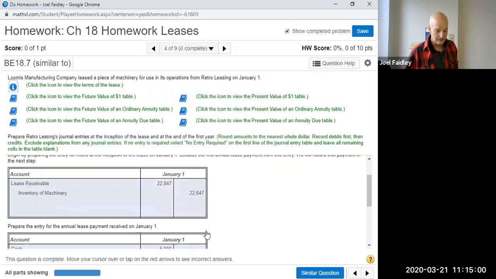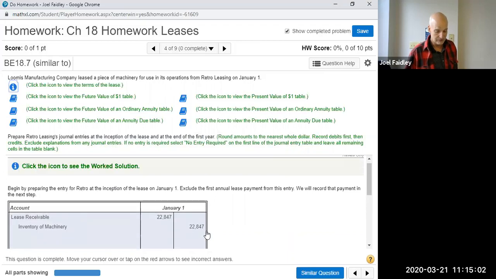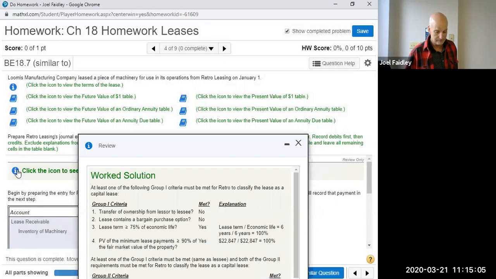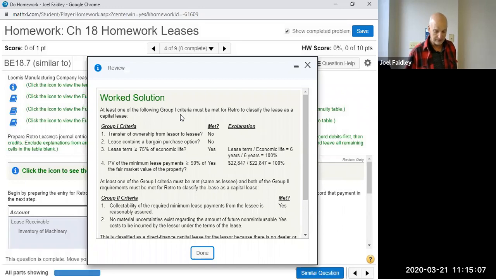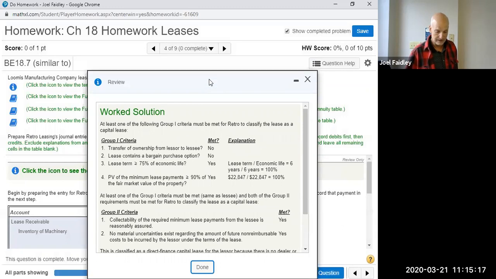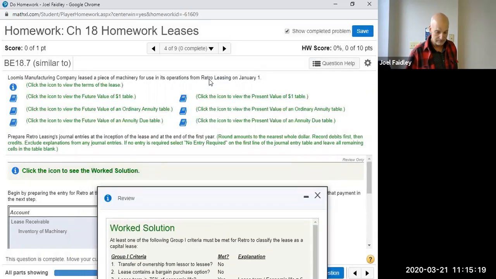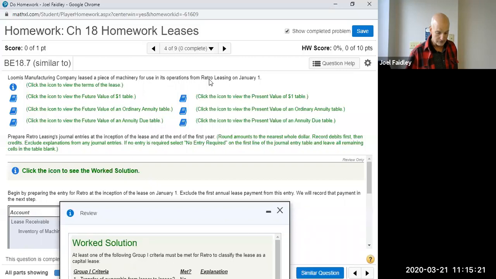All right, so there's the present value, $22,847. And you can do the present value on here, but you know how you can figure that out. $22,847, so it's 100%. And so group two is relevant. So they ask you to make the entry for retro.